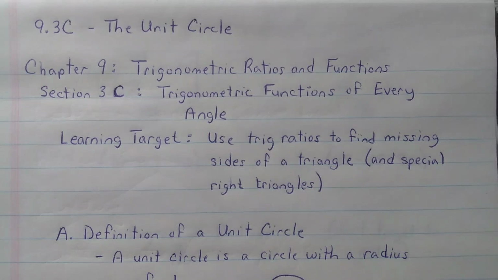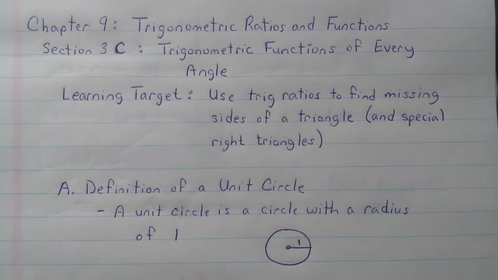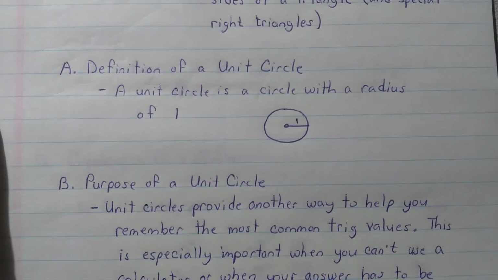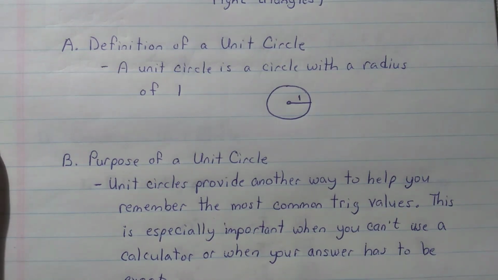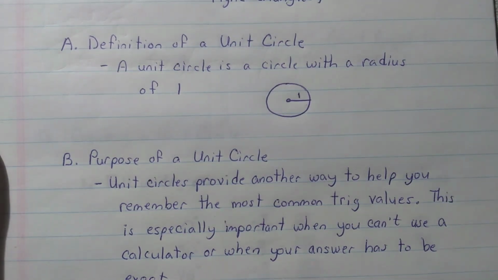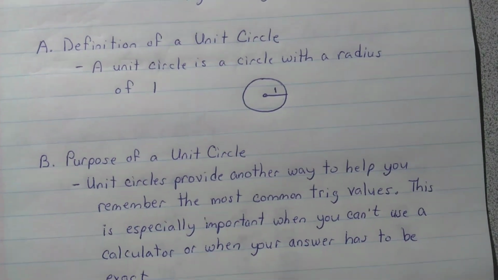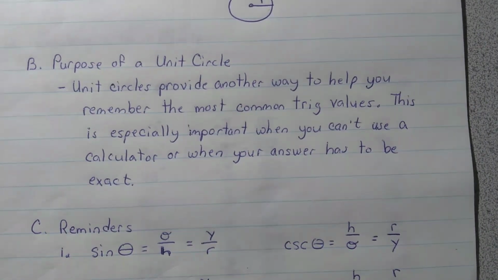The definition of a unit circle is a circle with a radius of 1. Nothing more, nothing less, nothing special about it. The purpose of a unit circle: unit circles provide another way to help you remember the most common trigonometric values. This is especially important when you can't use a calculator or when your answer has to be exact.